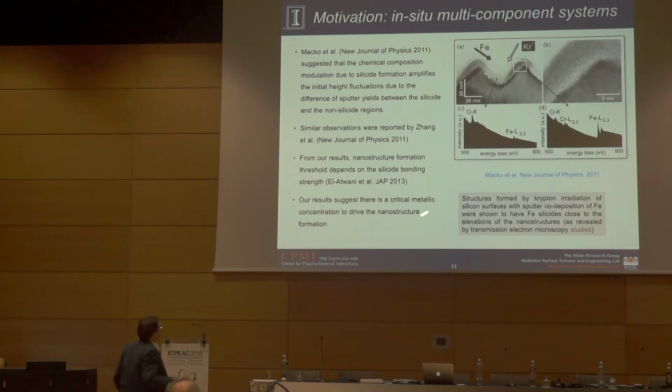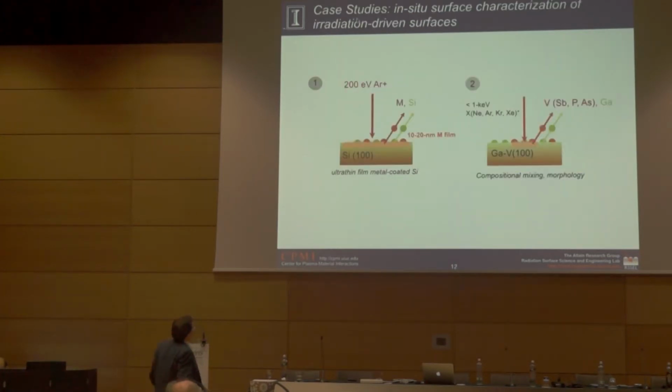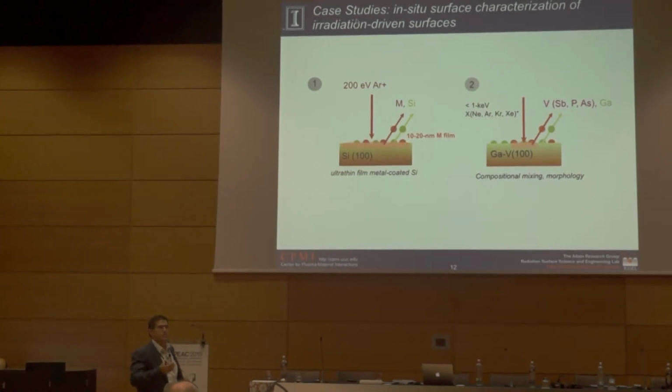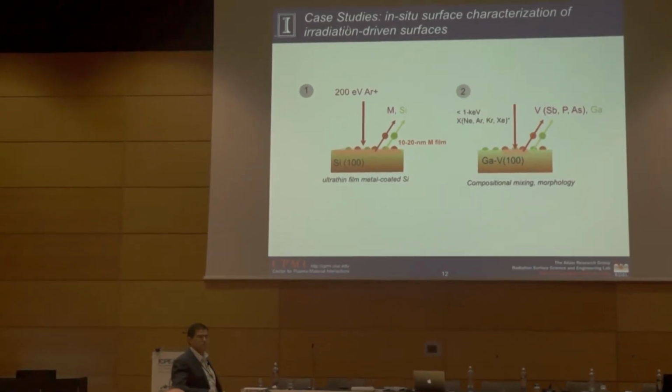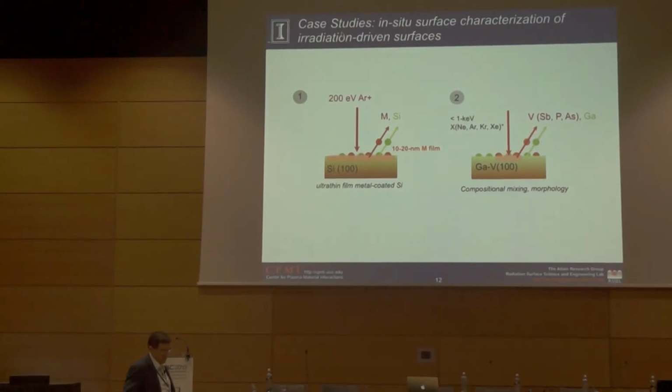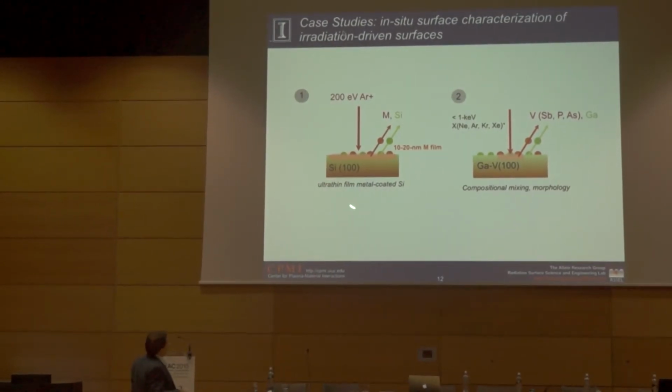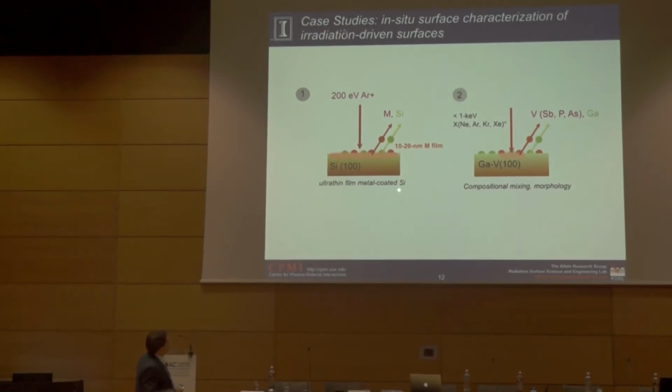So this motivated some additional studies in our group, specifically looking at low-energy singly charged heavy ions, in this case argon, and looking at silicon, but silicon deposited in a very thin layer of a metal, to address this conjecture about the role that concentration and composition on the surface plays in developing these patterns at the surface. So that will be the first case study that I'll be talking about.